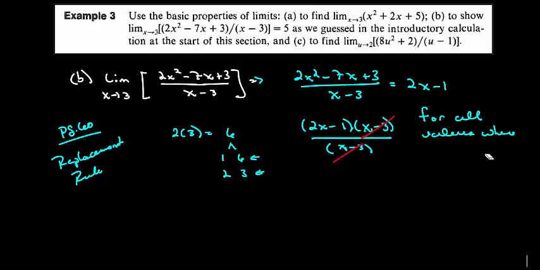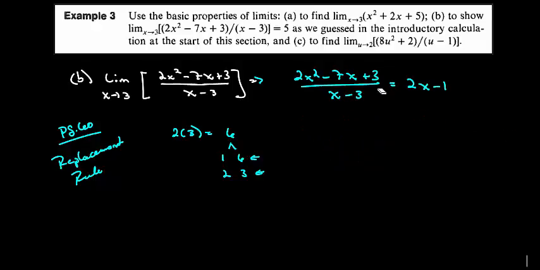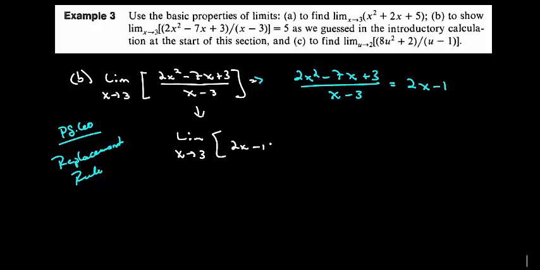Well, what we've done is we've said that these two are equal to one another for every value except for 3. Well, when we're looking at a limit at 3, we don't care about 3. We just care about numbers around it. So for numbers around it, these two are equal. So I can replace the one on the left with the one on the right. And so this becomes the limit as x approaches 3 of 2x − 1. So I've done a huge simplification here. I've gone from here to here.